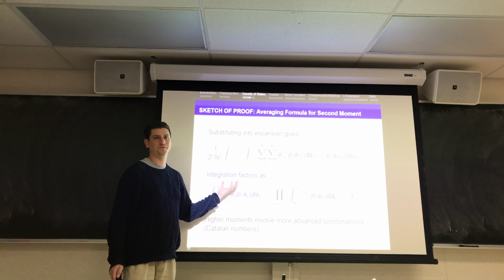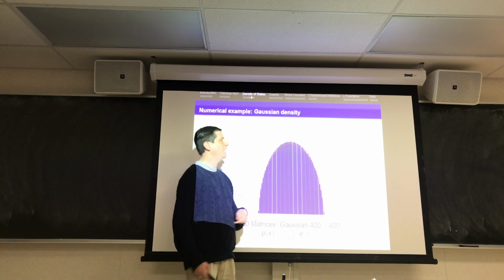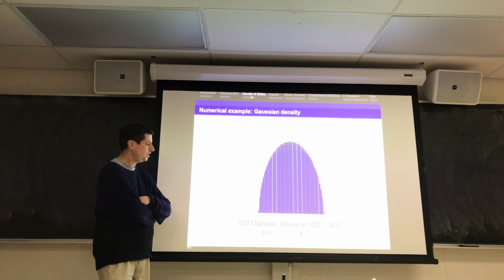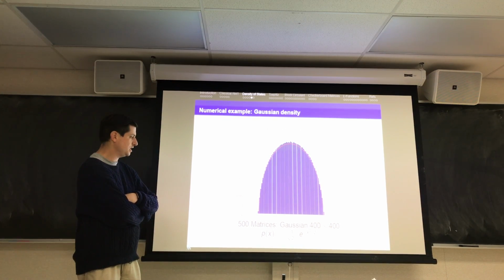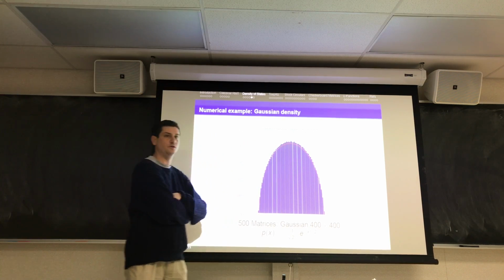Looks very easy. The reason it's very easy is because we only have one term here. As you go further and further, it becomes a little bit more important in terms of matching. Just for some numerics, here's looking at 500 Gaussian matrices of size 400 by 400. The red line is the theoretical curve. You can see, very good fit.